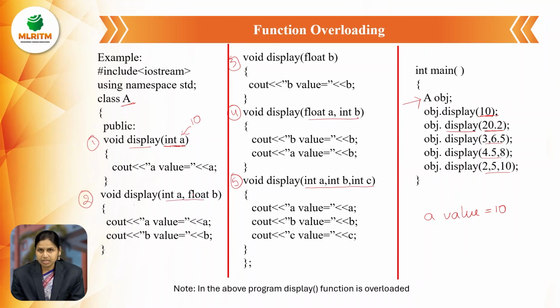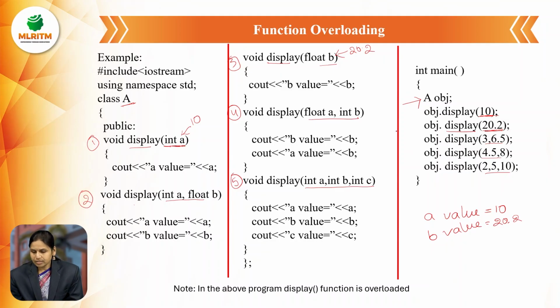Here the number of parameters is different. This function definition contains 2 parameters, but we are passing only 1. It is not matched. Then it goes to the next function. Here the function name is display and the parameter type is float. The data type and the number of parameters both match. Then that value is passed to the variable b. So what are we passing? 20.2. Now the b value is 20.2. It is a float value.